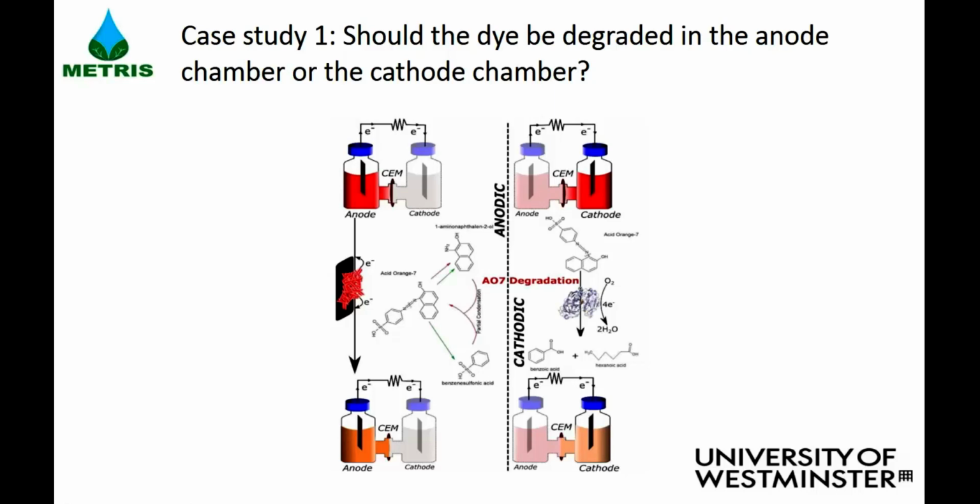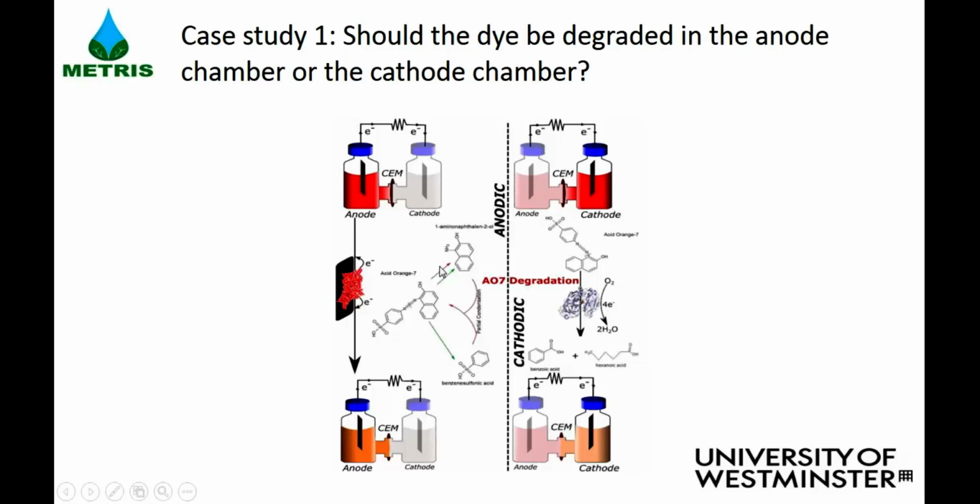And also laccase has the property of breaking up these aromatic phenolic compounds, like this acid orange 7. So you would expect that if you had laccase in the cathode, it can serve the dual purpose of not just catalyzing the oxygen reduction reaction, but also breaking up the dye that is in the cathode. Okay, so that is one approach.